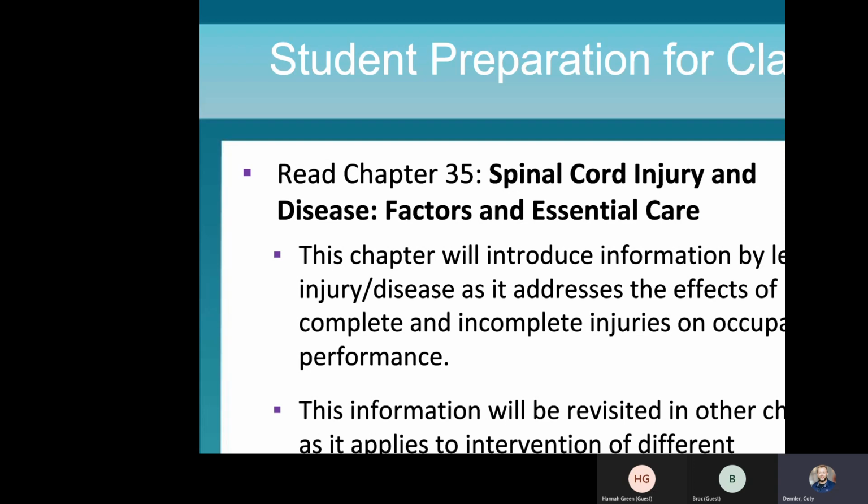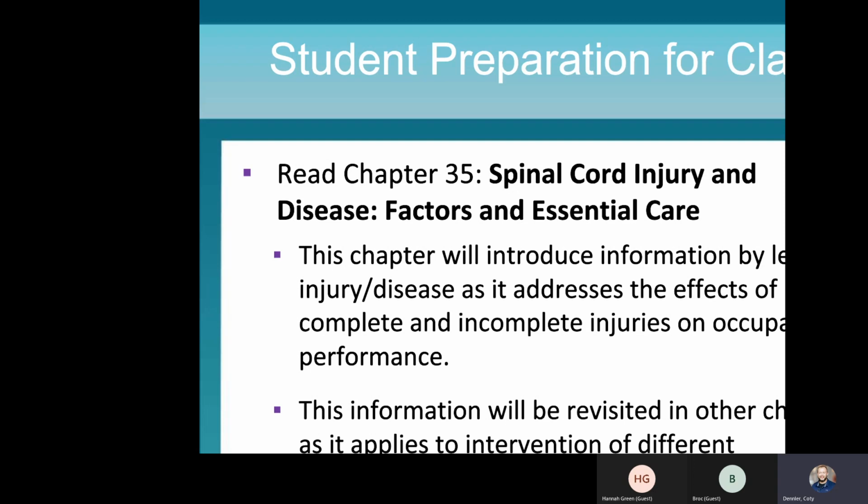All right, so who here has ever known anyone or dealt with anyone that's had a spinal cord injury? Either a high level or a low level spinal cord injury. So that's what we're going to talk about today.